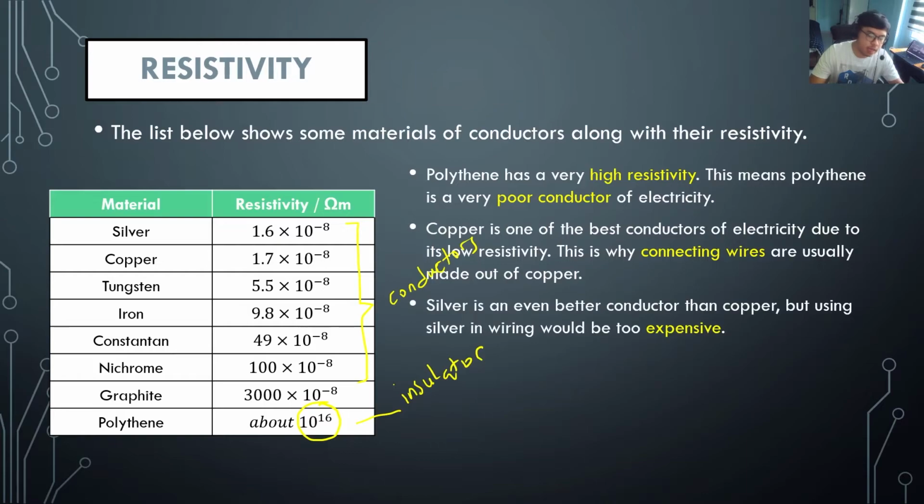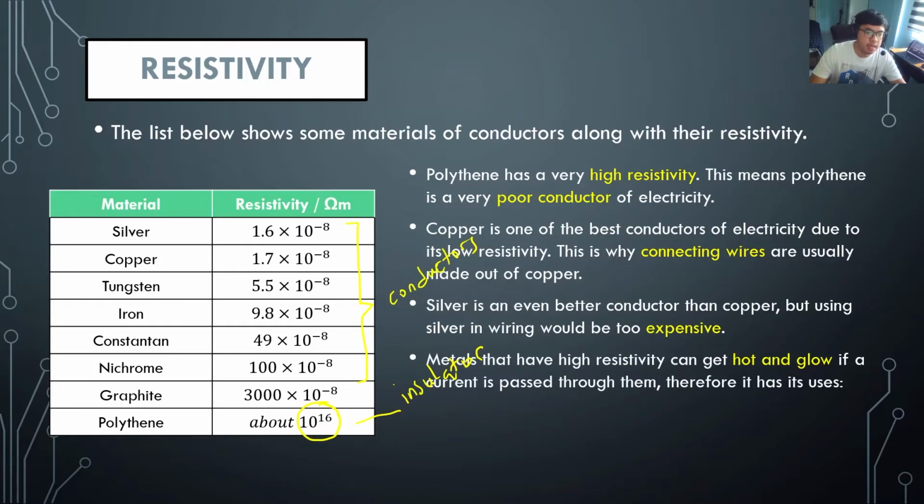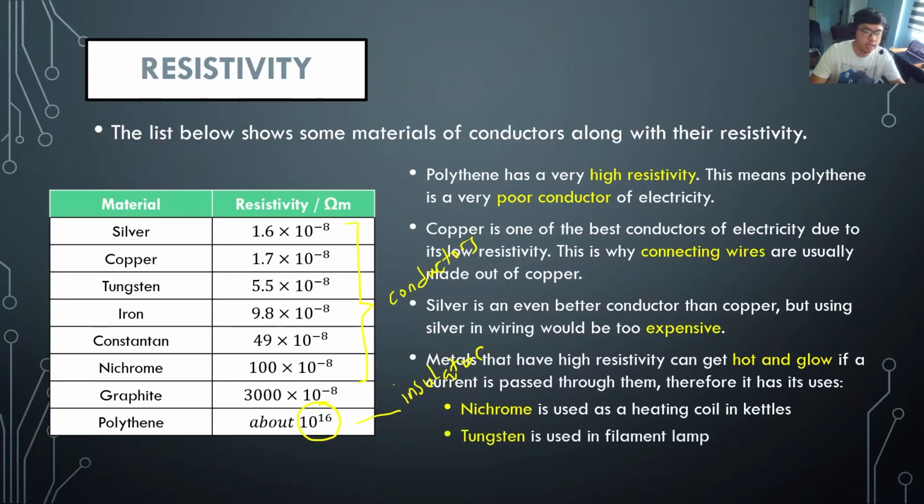Silver is even better than copper, but we do not use silver in our wiring because it is quite expensive. That's why we commonly use copper in our wires. Metals that have high resistivity can get hot and glow if a current is passed through them. Therefore, it has its uses. So nichrome is used as heating coil in kettles. Tungsten is used in filament lamps and so on. So we will look at these two in the next two chapters.